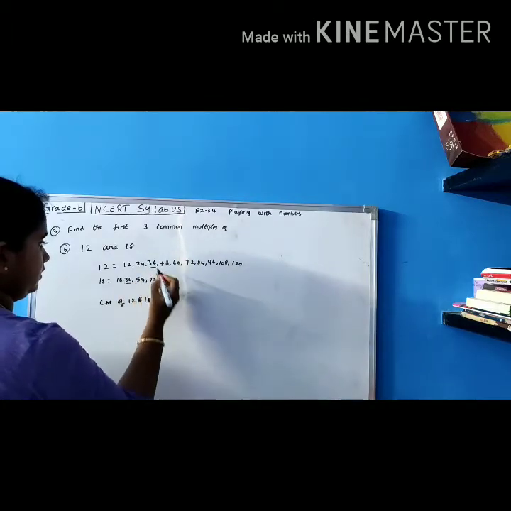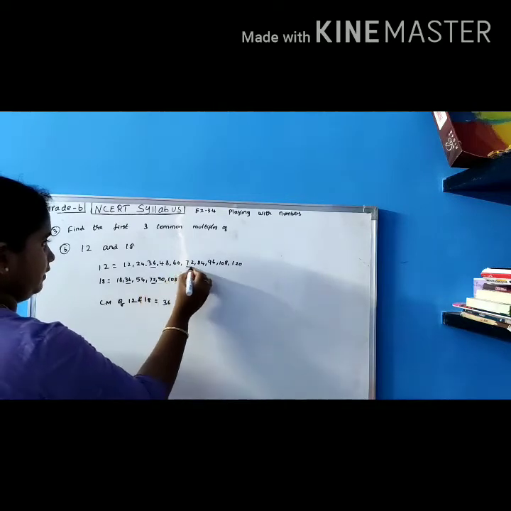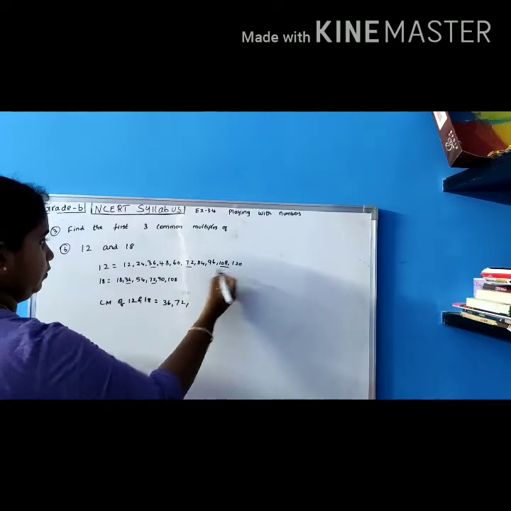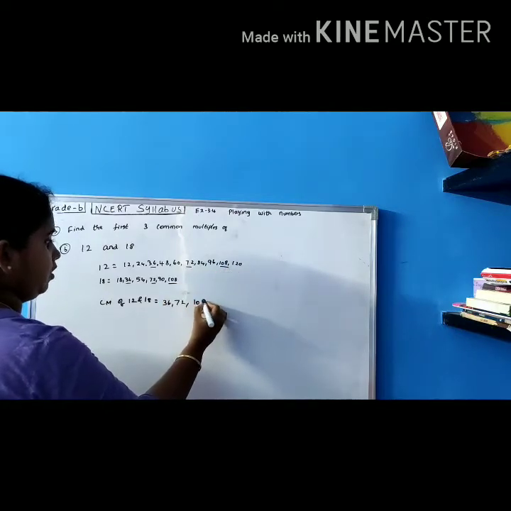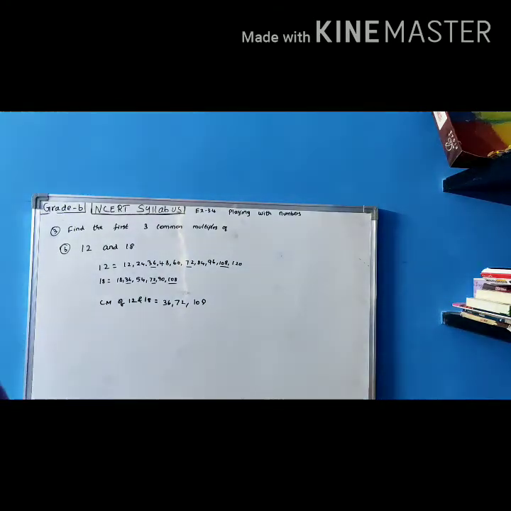36, then 72, then 108. So these are the first three common multiples of 12 and 18. Okay, we'll go for the next sum.